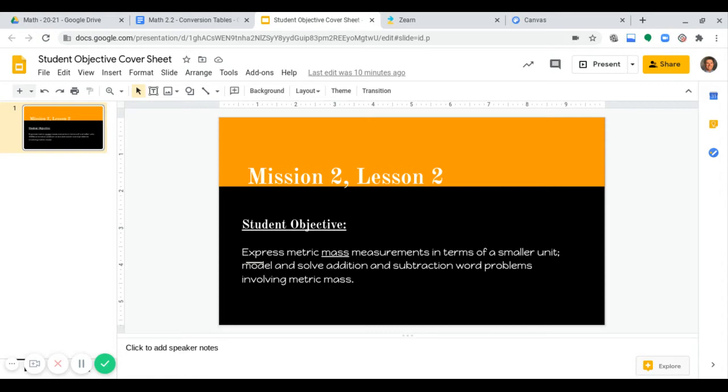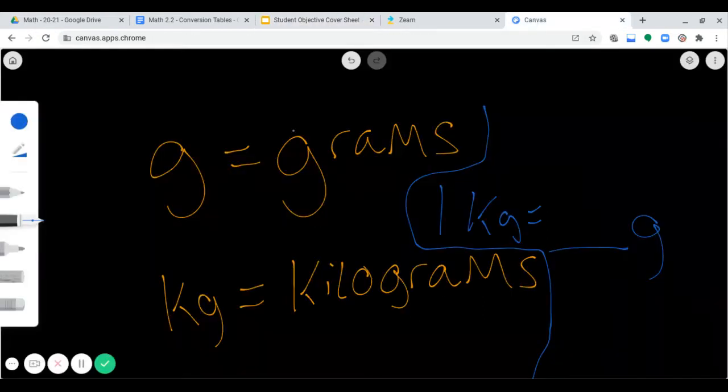So mass measures how much something weighs, the weight of something. All right. So our main units that we are using to measure weight are grams and kilograms. Grams is represented by the letter g. So if you see a g, that means grams. And kilograms is represented by kg. So that's short for kilograms.